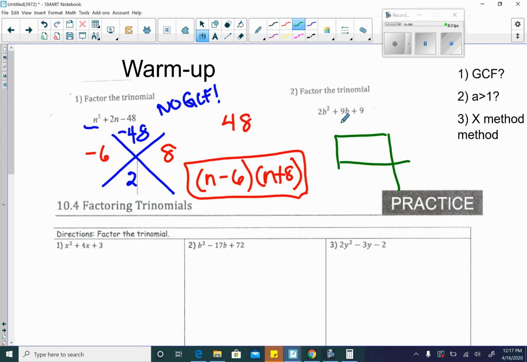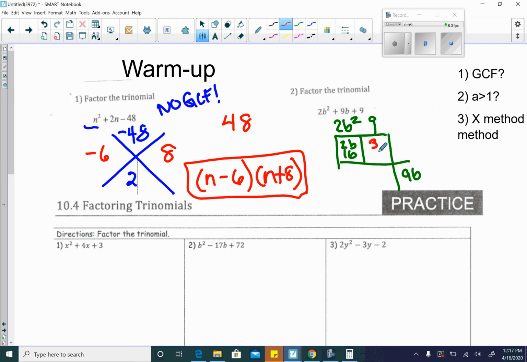Okay, so I'm going to set up my box. My a goes up here, 2b squared, 9b goes down here, and 9 goes up here. Always start with your prime number. So I know this is going to be 2b and 1b. Order doesn't matter here, they're prime. All right, what are some factors of 9? Well, I have 9 and 1 or 3 and 3. Let's try the smaller numbers first. We normally have more luck with that.